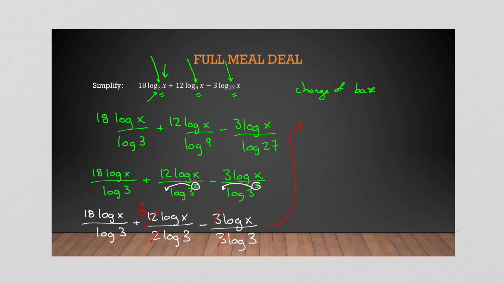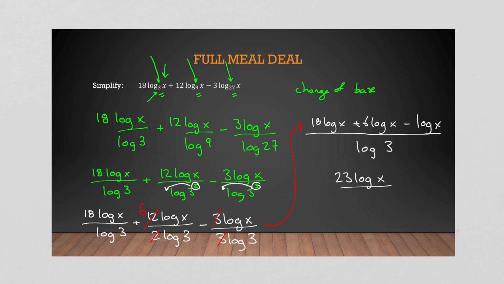But now that gives me a scenario where I have 18 log x plus 6 log x minus log x, all over a common denominator, which is log 3. So now 18 plus 6 is 24, minus 1 is 23. So now I have 23 log x over log 3. I can't simplify this any further to cancel anything out.